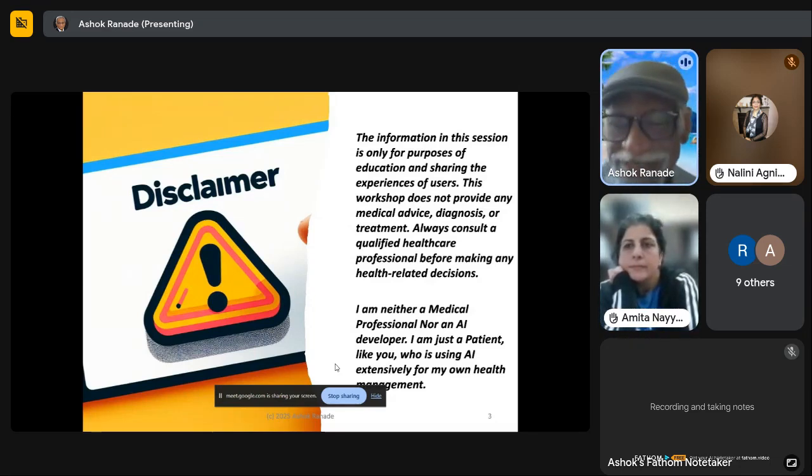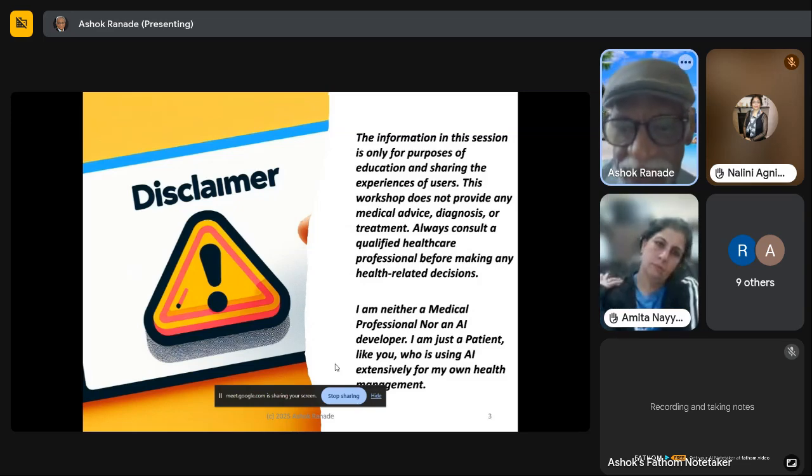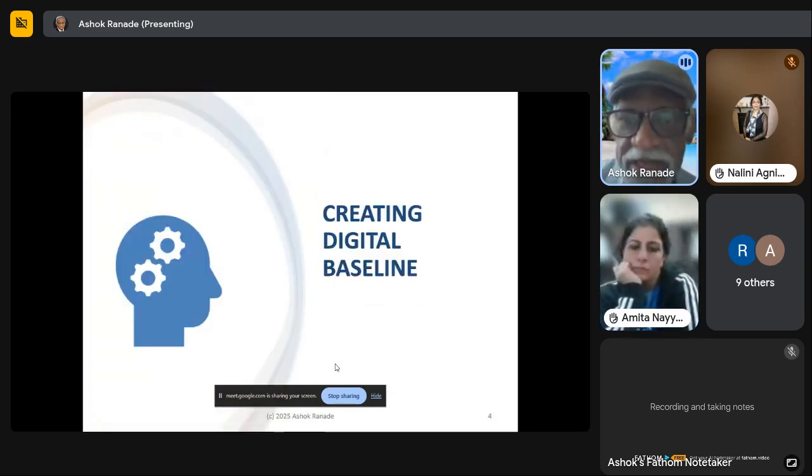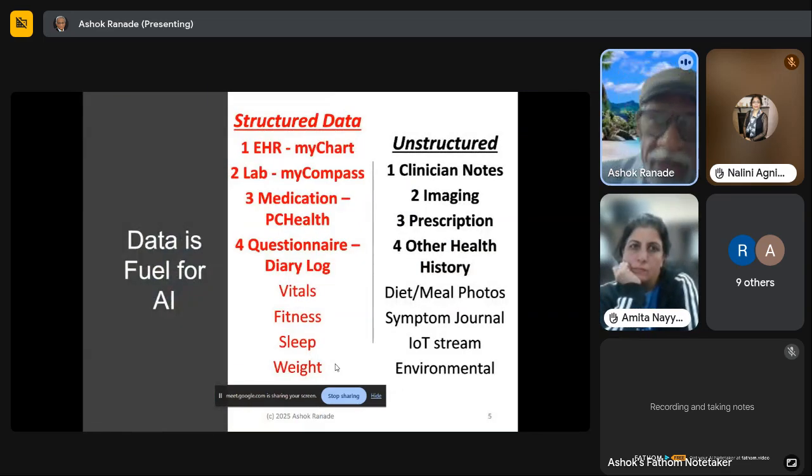I'm going to show the screen every time that I'm not a medical professional, not an AI developer, but just a patient like you. So let's start with creating a baseline.